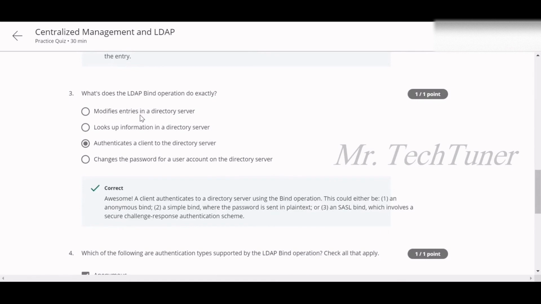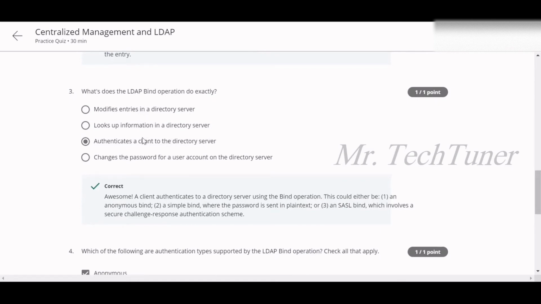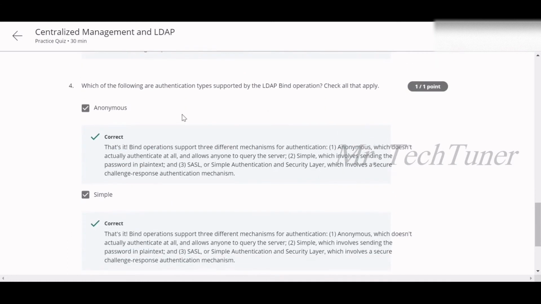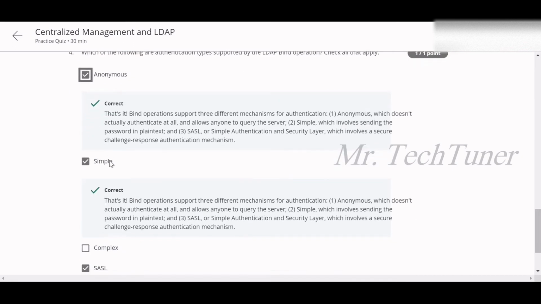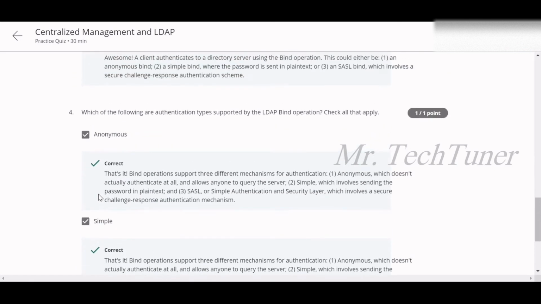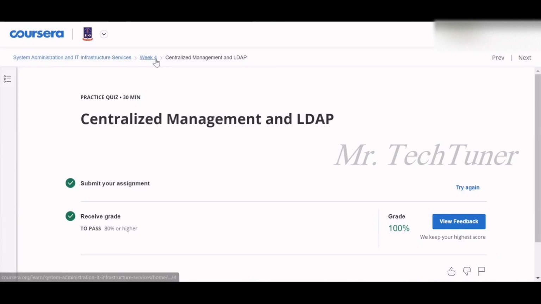Number three, what does the LDAP bind operation do exactly? This basically authenticates a client to the directory server. Number four, which of the following are authentication types supported by the LDAP bind operation? They're anonymous, simple, and SASL. So these three are the authentication types that the LDAP bind operation supports. Okay, so that's also done.